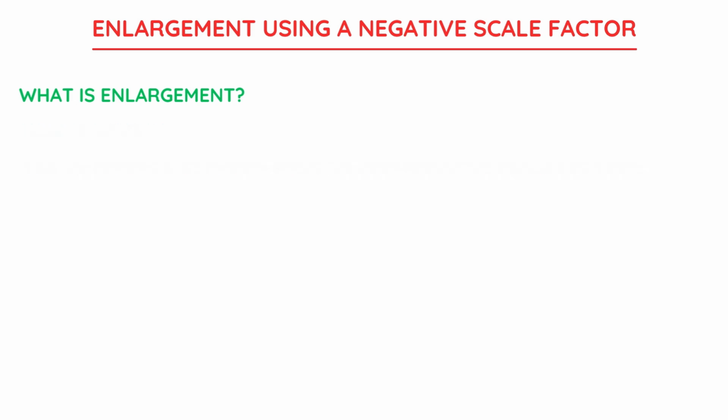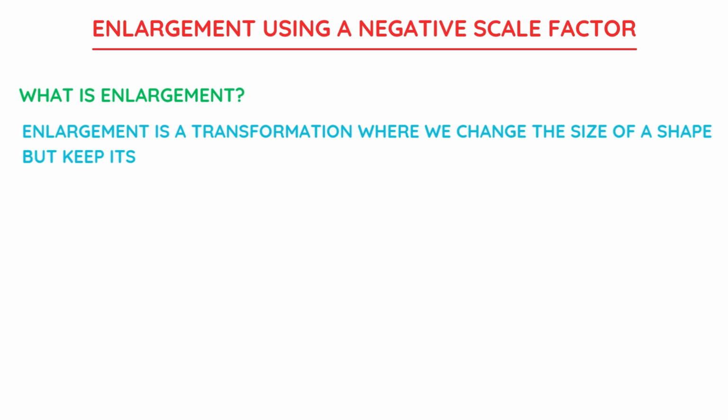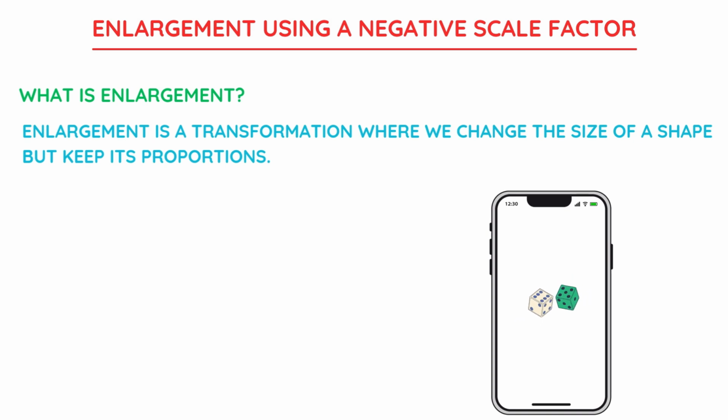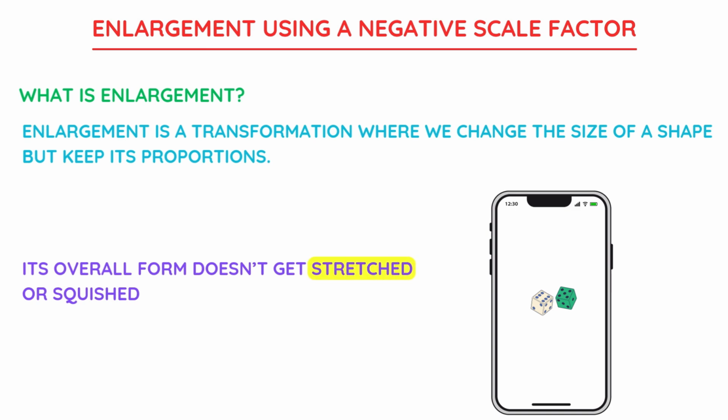Let's get started. Enlargement is a transformation where we change the size of a shape but keep its proportions. Think of it like zooming in or out on a smartphone. The shape grows bigger or smaller, yet its overall form doesn't get stretched or squished.